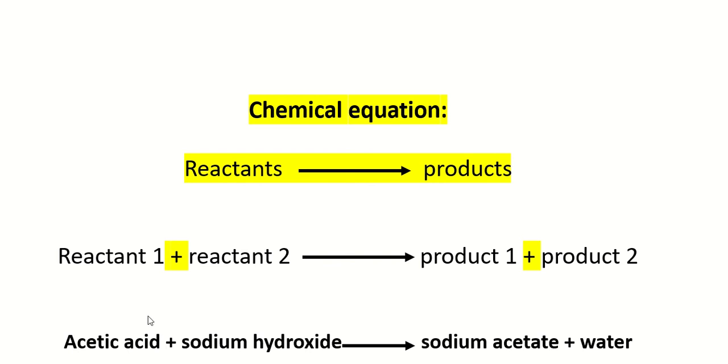So how can we read this chemical equation? We will read it as follows: acetic acid reacts with sodium hydroxide to give sodium acetate plus water. So where are the products? These are the products after the arrow. Where are the reactants? These are the reactants that are before the arrow. Did you get it?